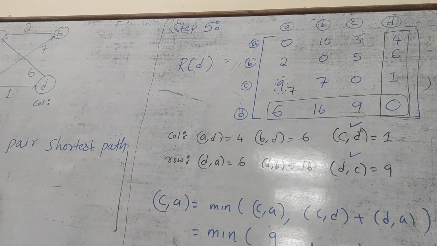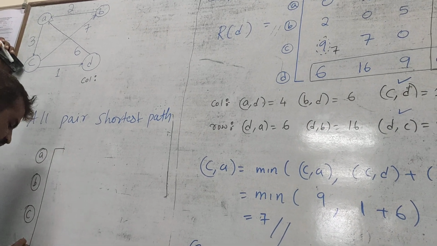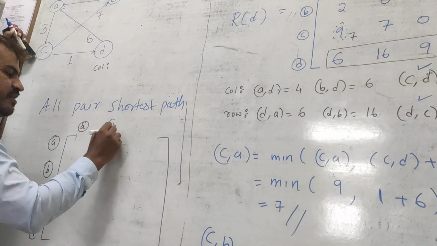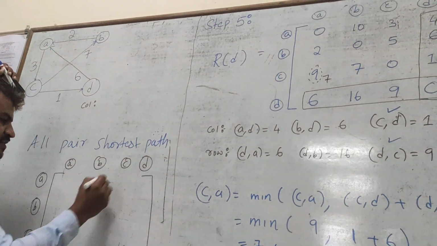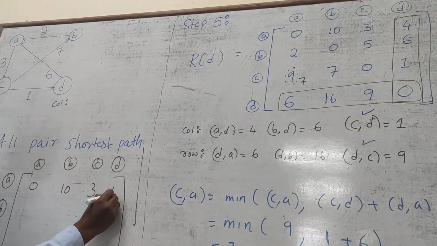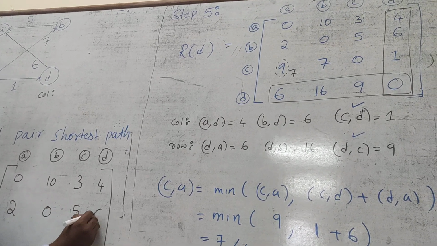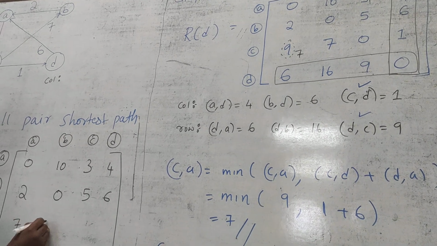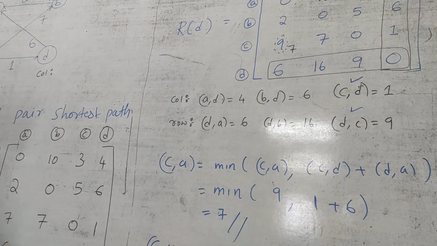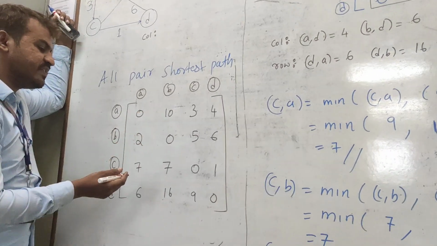We have A, B, C, D. That value has to be copied. A, B, C, D. Then the values are 0, 10, 3, 4, 2, 0, 5, 6, 7, 7, 0, 1, 6, 16, 9, 0. What do you understand from this?